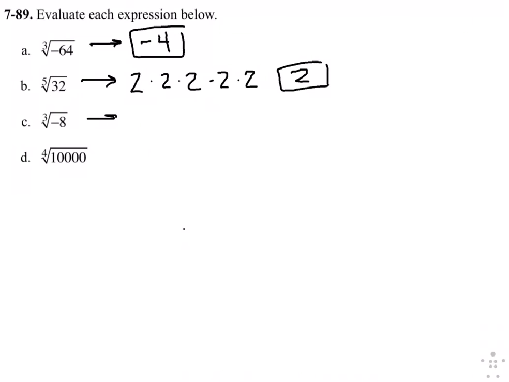For C, again, what times itself 3 times is negative 8? You can try it with positive first, right? 2 times 2 times 2 is 8, so this one comes out to negative 2. The cube root of negative 8 is negative 2.